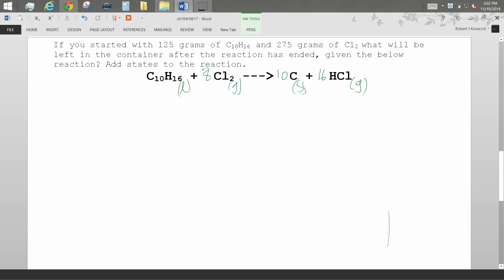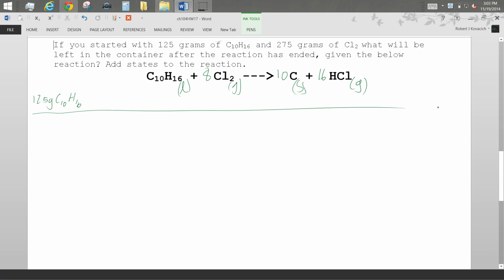That looks good. All balanced up. So to answer the what's left in the container question, how are we going to start it? 125 grams of C10H16. Sure. Is there a way to do it that's easier than the other, or does it really matter?